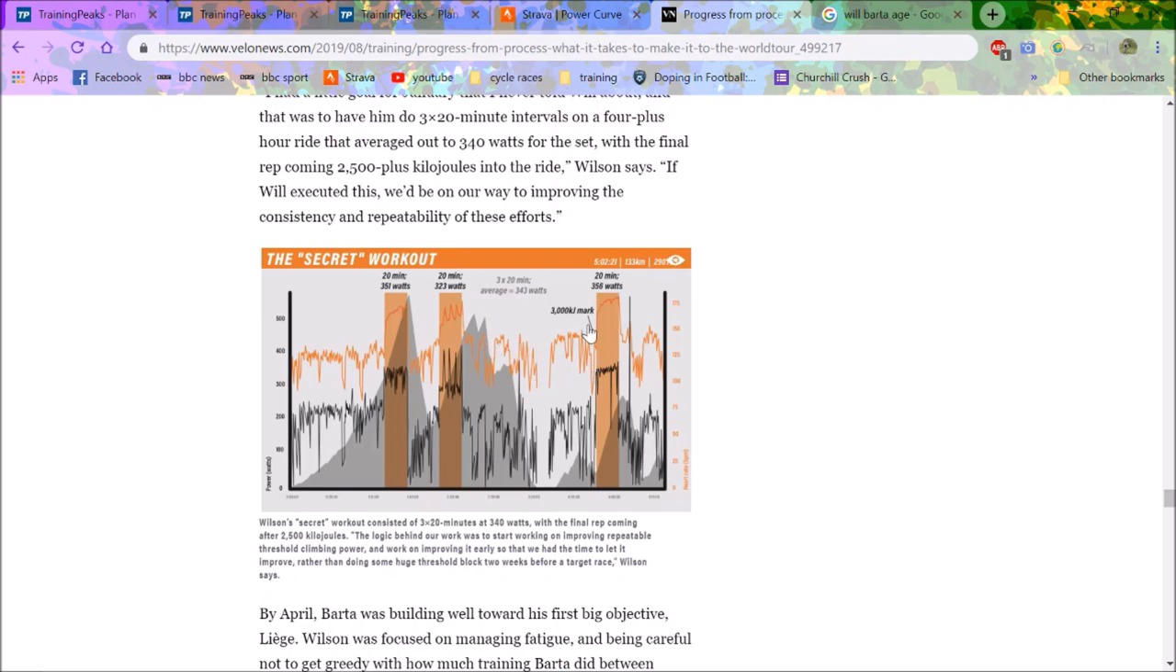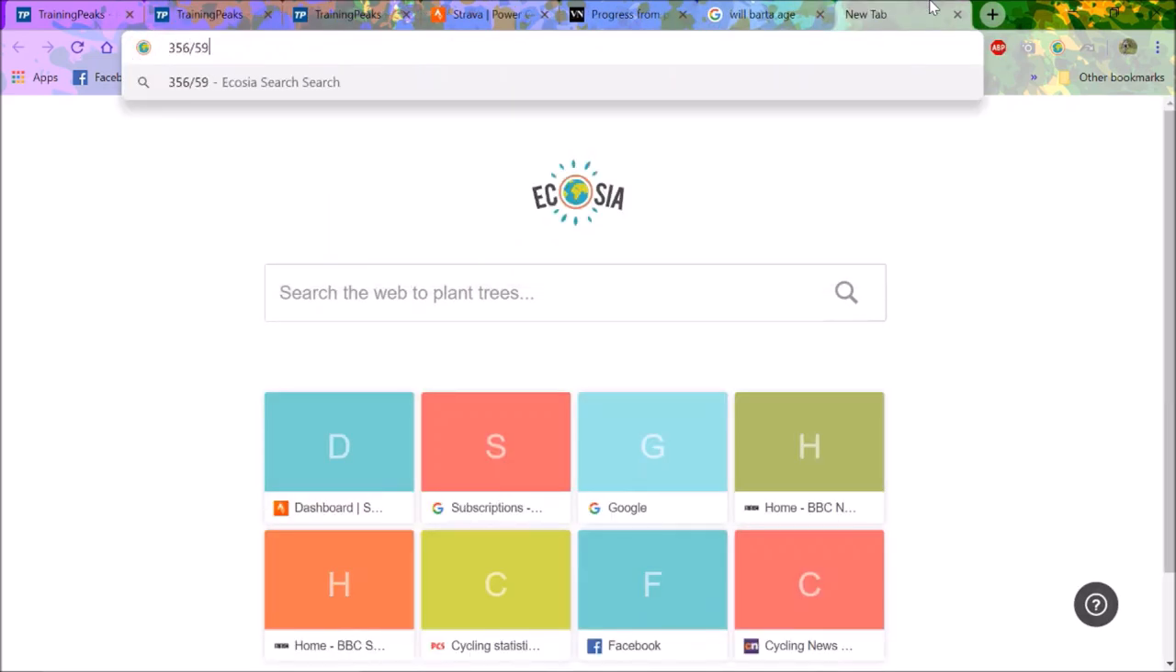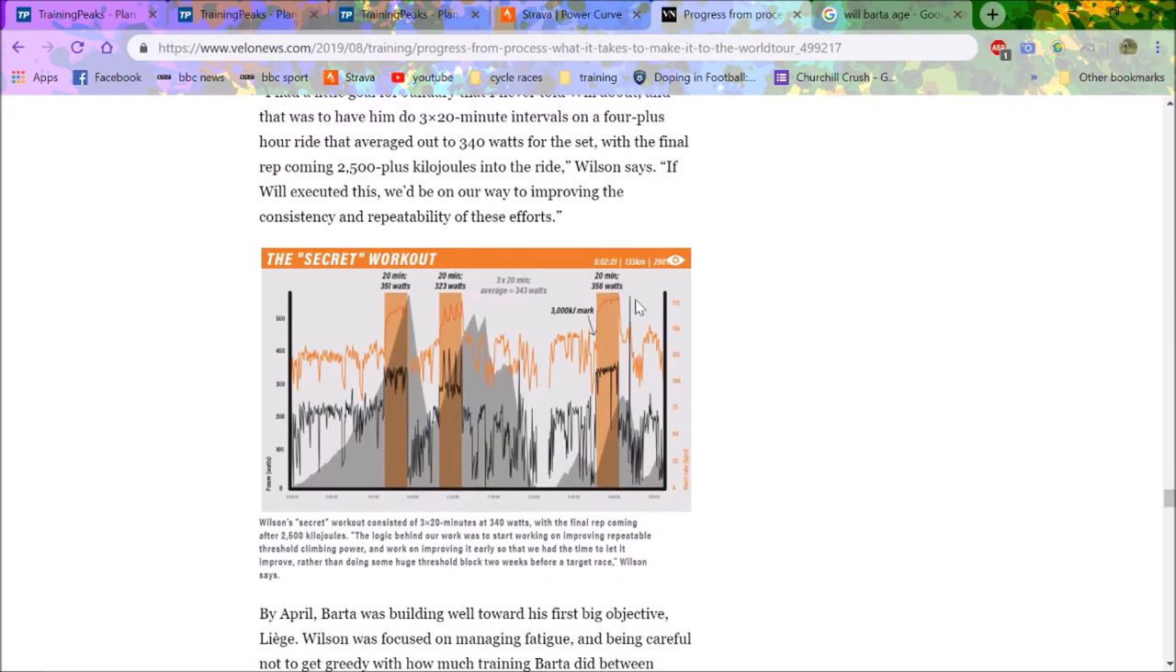3,000 kilojoule mark. So as we saw yesterday in Pogacar's video, 3,000 kilojoules is a big effort. And then 356 watts. That is bonkers. If we can lob in the numbers, 356 divided by 59, and we're getting close to 6 watts per kilo, maybe a little bit over six. So 6 watts per kilo after 3,000 kilojoules, and that is a different level.